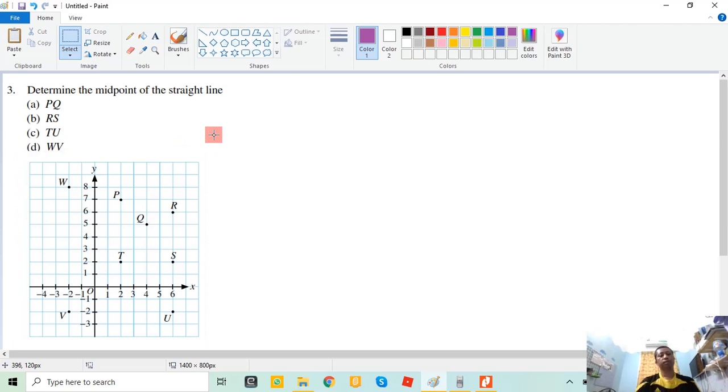Okay, so this is the diagram and the question. Determine the midpoint of the straight line PQ. So PQ, we draw a straight line. Let me draw here a straight line. PQ is this one from point P to point Q. Okay, this is the straight line of PQ. So where is the midpoint? This is easy, eh? Okay, so the midpoint is actually here. This is the midpoint of PQ.